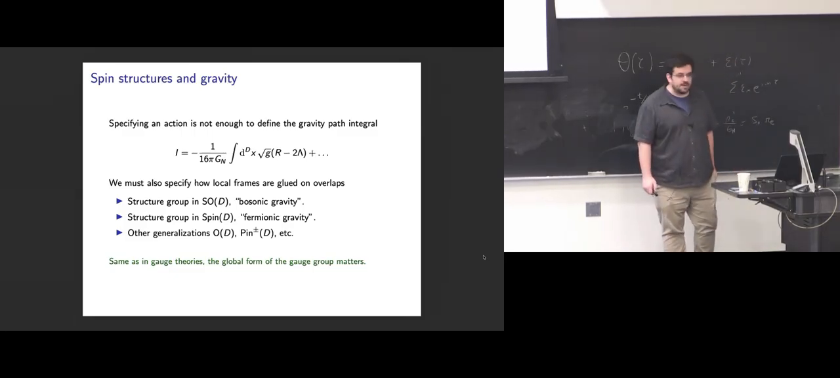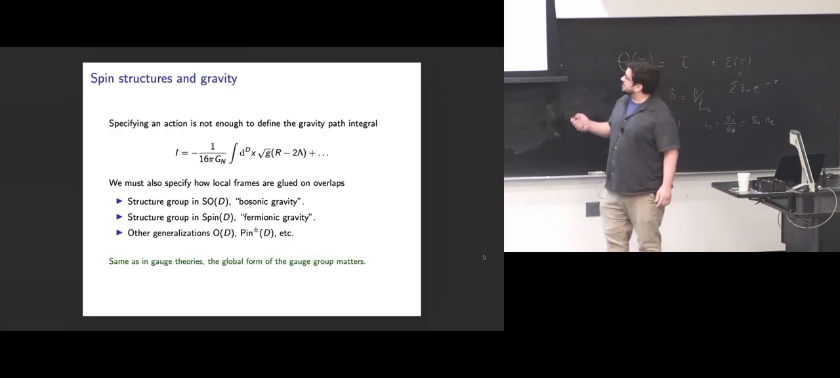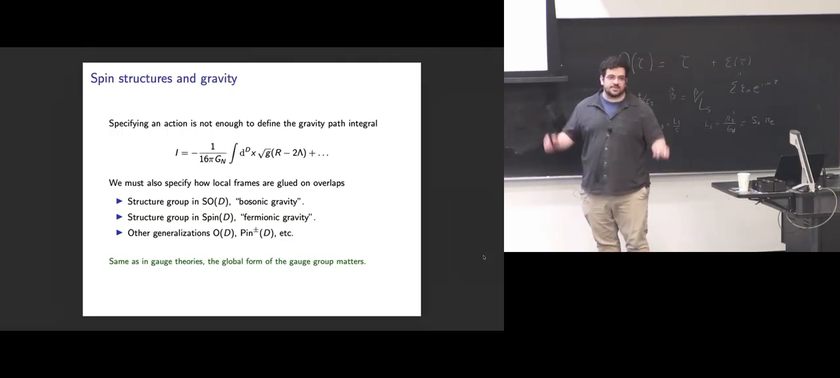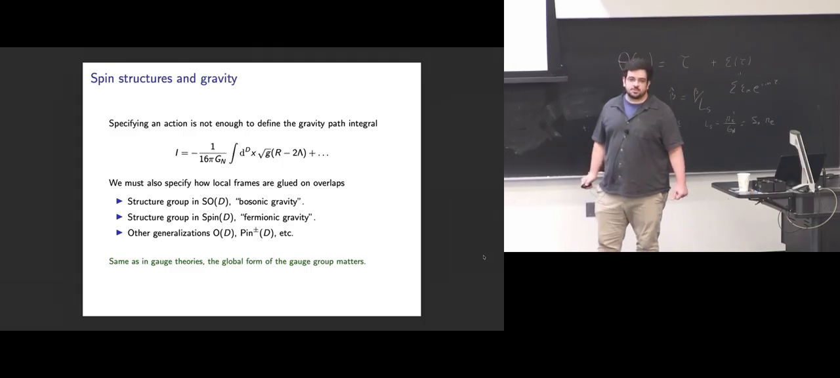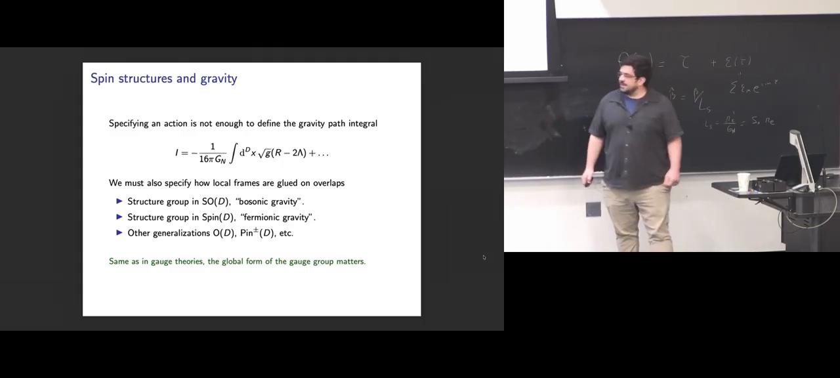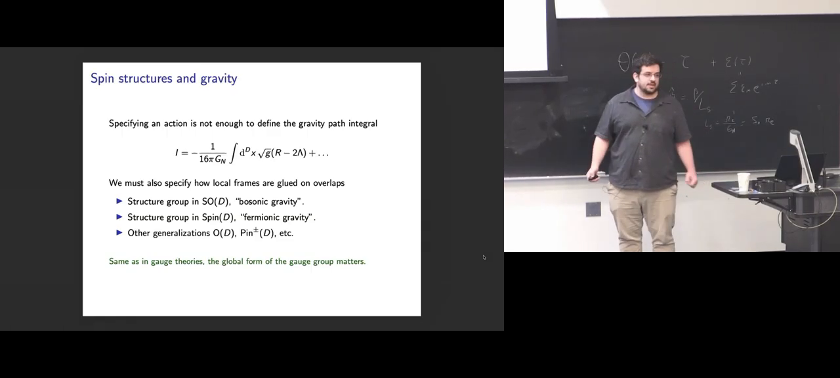You also need to specify how local frames are glued together. That's called the structure group of your spacetime, and you need to define the rules of what structure groups are allowed. So if your structure group is SO(D), then you'll have what's called bosonic gravity. If your structure group is Spin(D), you'll have a sum over geometries with spin structure, and you can have unorientable generalizations. And I want to emphasize this is the same as in gauge theories. You cannot truly define the theory until you specify the global form of the gauge group.